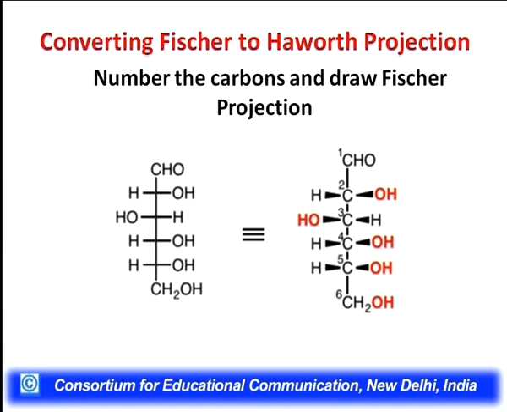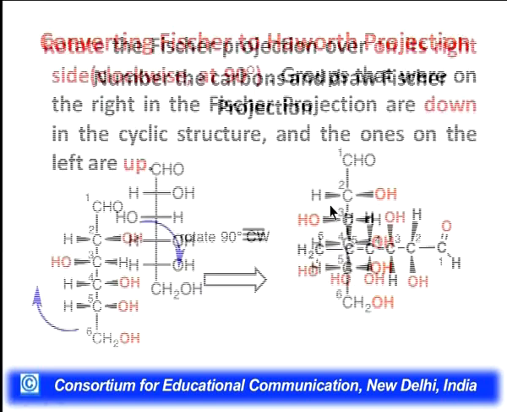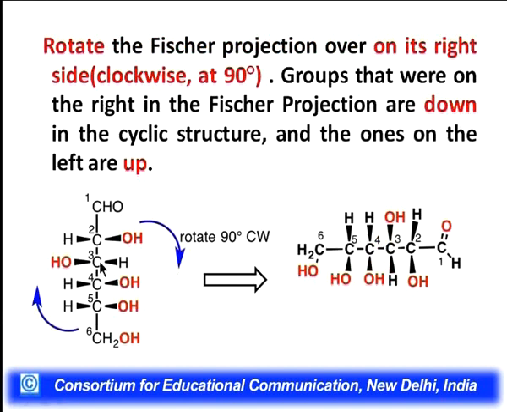So first, what are we going to do in this case? This is very important. We will convert the open chain structure into Fischer projections, and you have to remember that these are the bonds which are going away from the observer, and these are the bonds which are coming towards the observer. After drawing this structure, what we do is we rotate this bond by 90 degrees in clockwise direction.